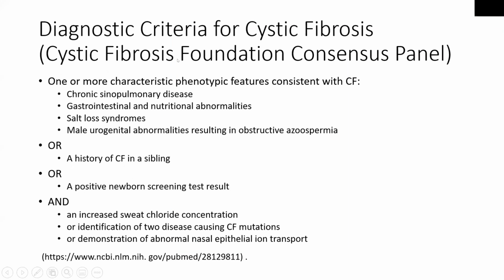The criteria by the CF Foundation Consensus Panel to diagnose cystic fibrosis include one or more characteristic phenotype features consistent with CF, like chronic respiratory or GI disease or salt loss syndrome, male infertility or urogenital anomalies with absence of vas deferens, or a history in a sibling of CF or a positive newborn screening test, plus increased sweat chloride or 2 disease-causing mutations or an abnormal nasal epithelial ion transport.